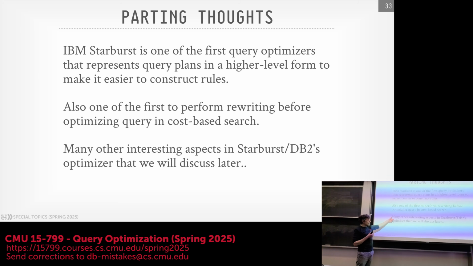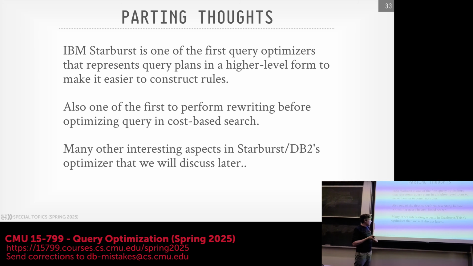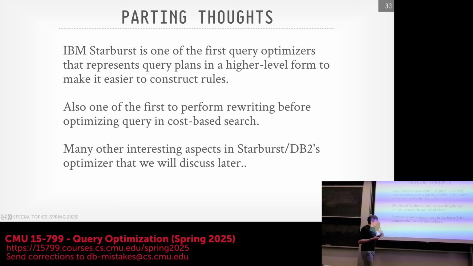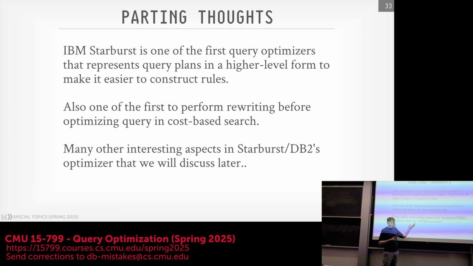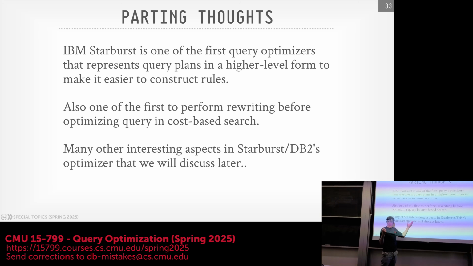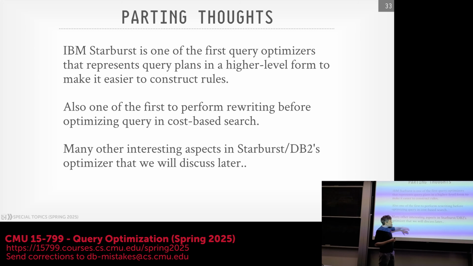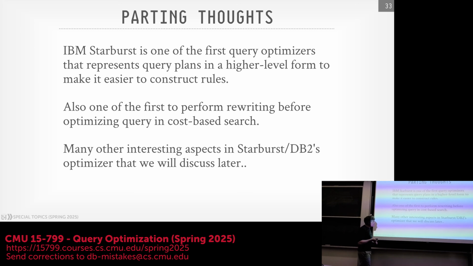There are a lot of other interesting aspects of Starburst and DB2 that we'll discuss later. We'll see methods where they take feedback from what queries actually run, observe that their cost model estimates are way off, and use the behavior they see to update their statistics. Again, there'll be papers we read about these later on as well.